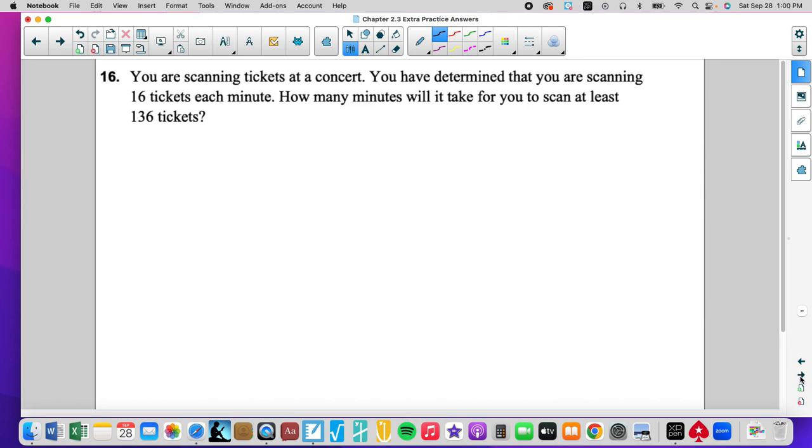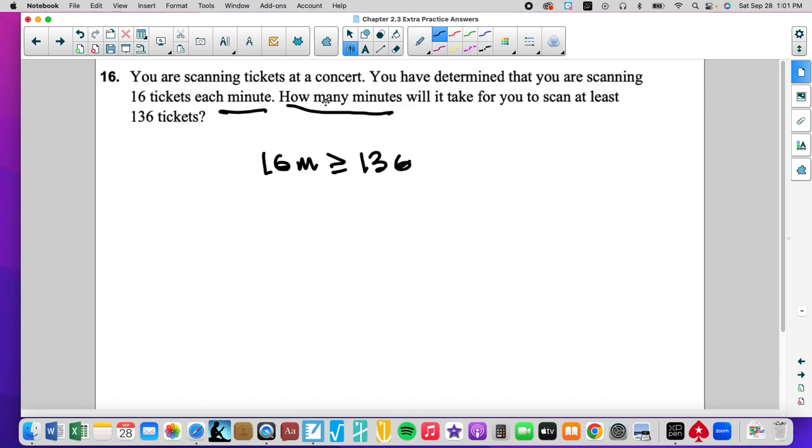You are scanning tickets at a concert. You have determined that you are scanning 16 tickets each minute. How many minutes will it take for you to scan at least 136 tickets? So 16 times M. M represents the minutes. How many minutes? And that must be to scan at least. So I need to have more than or equal to 136. And so this is your scanning. You have determined how many minutes.